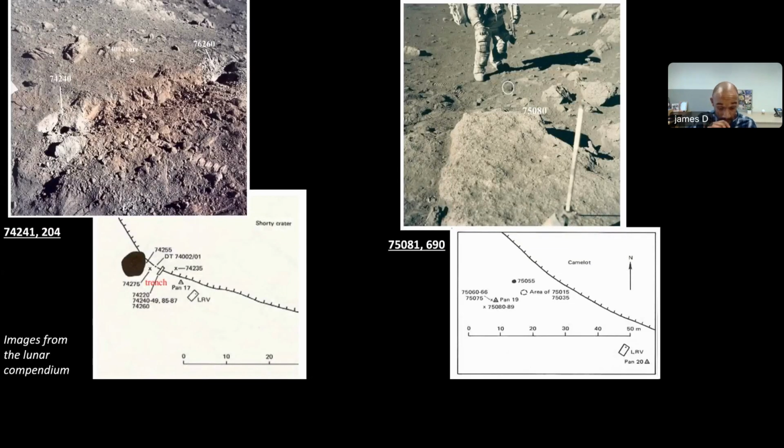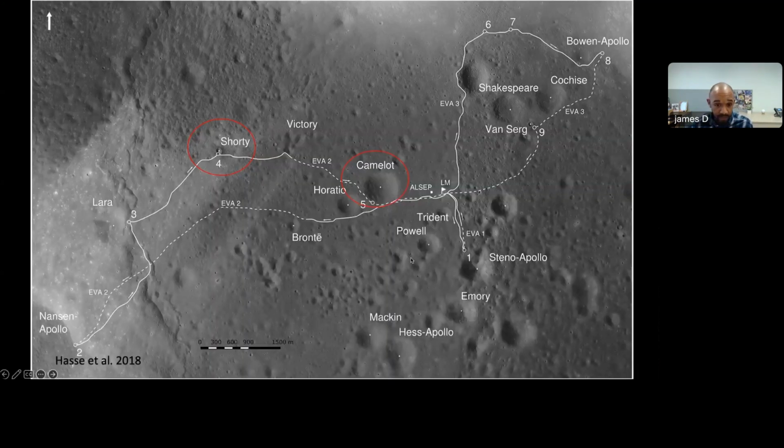Now, in this part of the talk, I'm going to discuss data from two soils that we analyzed, 74241, that was collected on the edge of Shorty Crater, and 75081, that was collected on the edge of Camelot Crater. And just to give you a bit of perspective or scale on the distance between these two collection sites, they're about 3 kilometers from one another.